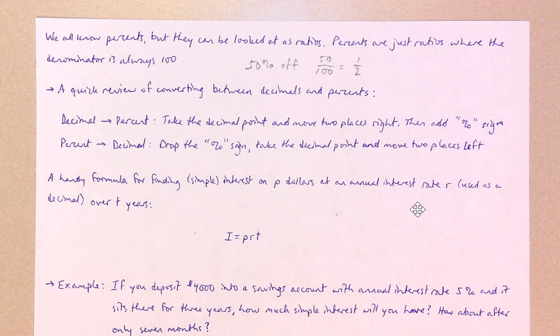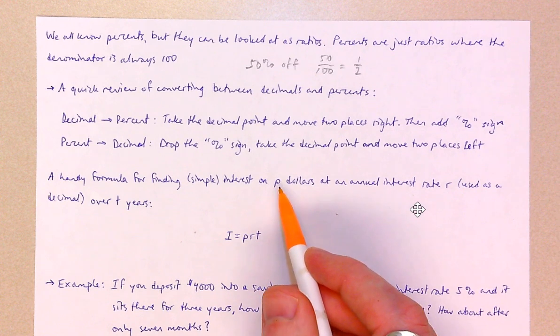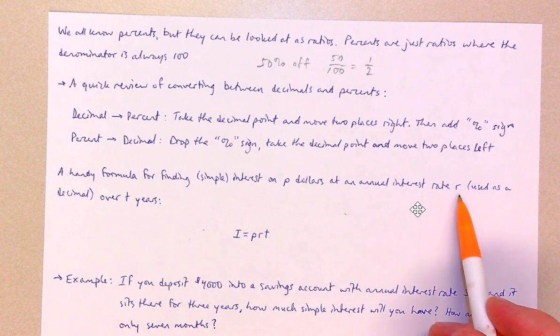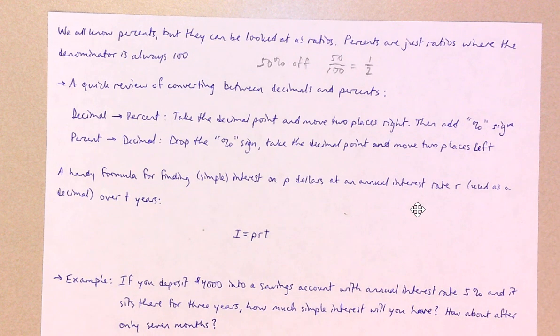Now, a formula which gives us extra money inside of our savings accounts every year, which is double thumbs up for us. We all like more money. So a handy and simple formula for finding simple interest. I specify simple interest because there is such a thing as compound interest. On some amount of dollars, which I'll call P here, that are deposited into your account. And your account has an annual interest rate, which will be represented by R.